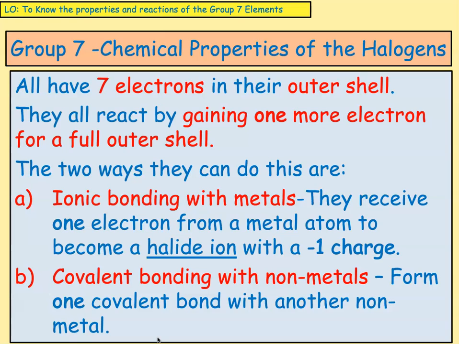So when they react with a metal, they will go from being chlorine to forming a chloride ion, and that will have a -1 charge. Covalent bonding with nonmetals will have a covalent bond. That is a share of electrons, and covalent bonding happens when they react with themselves or with other nonmetals.